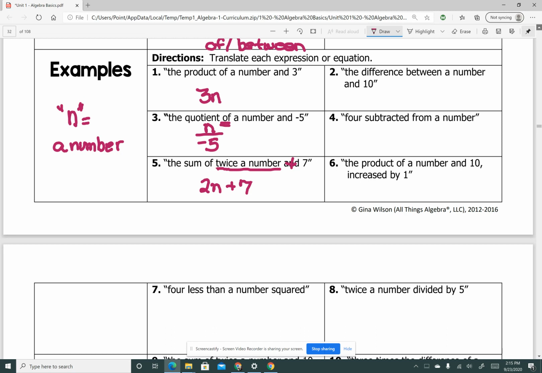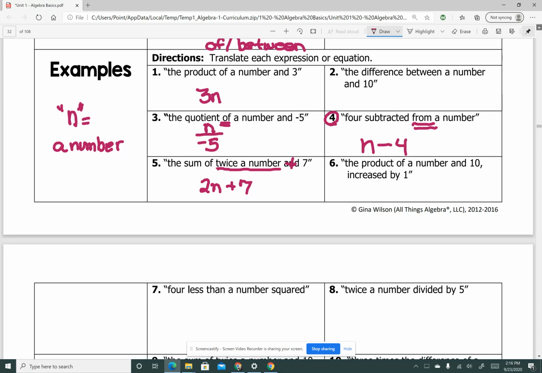Here's one of our turnaround phrases in number 4. 4 subtracted from a number. The number is first. It's n minus 4. That's what I was talking about when I said a turnaround phrase. So work on numbers 2, 6, 7, and 8, and then come back to the video. So pause for a minute.